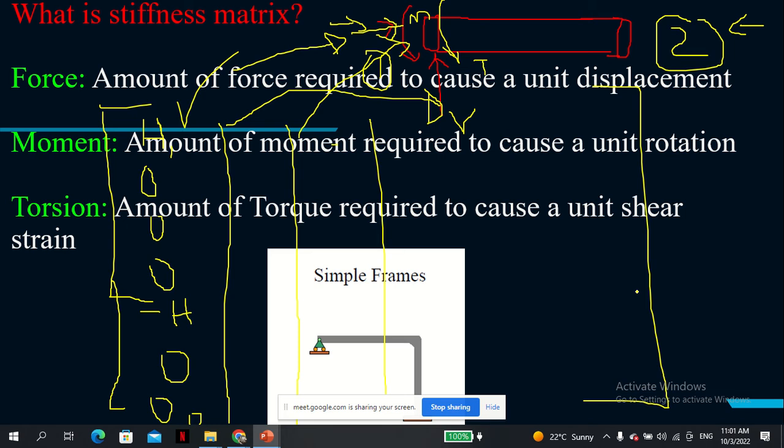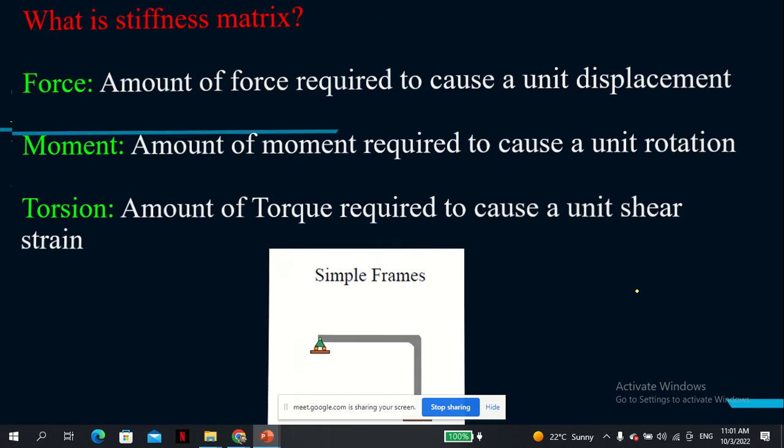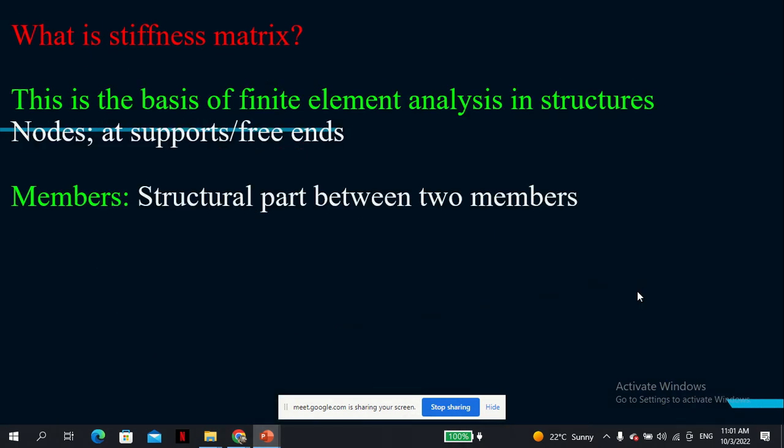But the most common cases that you at least have to know how to derive are when there is a vertical shear, and also when we have the moment, and sometimes we also have axial forces. So we are going to derive this as we go along, and hopefully you understand.